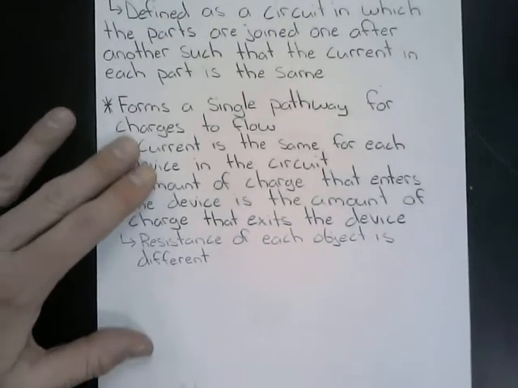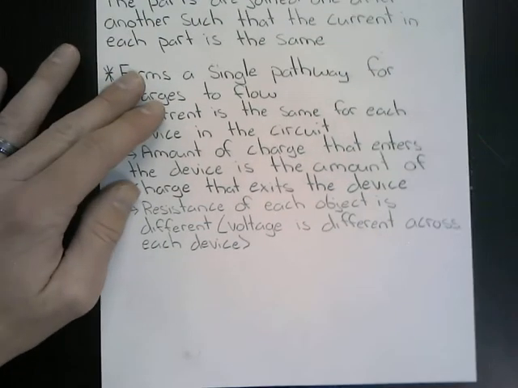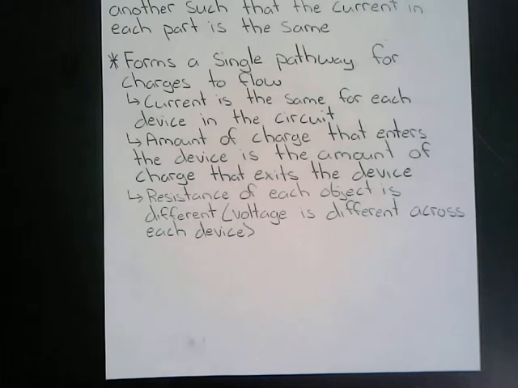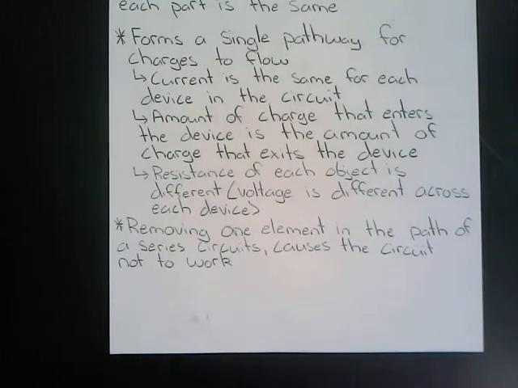And so if the resistance of each object is different, really that means the voltage is different for each device. Now, another important point to make here with series circuits is that removing one element or piece along the path of a series circuit will cause the circuit not to work. The reason is that if we remove one element, it's going to cause the series to be open for the whole circuit, and that's going to cause the circuit to fail.